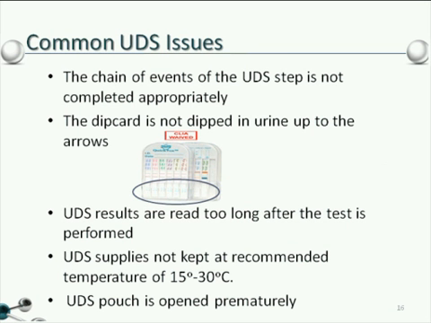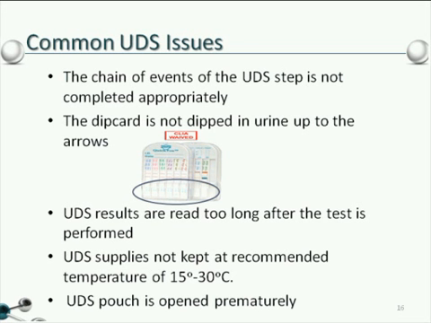So common UDS issues would be, 1, the chain of events of the UDS test is not completed appropriately. For example, the adulterant strip is not utilized. You proceed straight to the UDS Dipcard. We ask that you first collect in the temperature cup, adulterant strip, Dipcard.